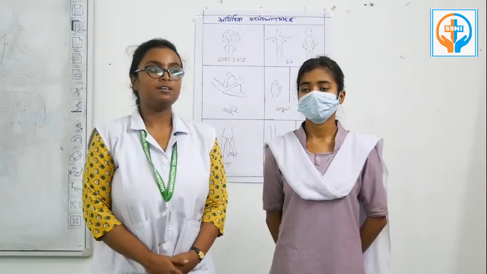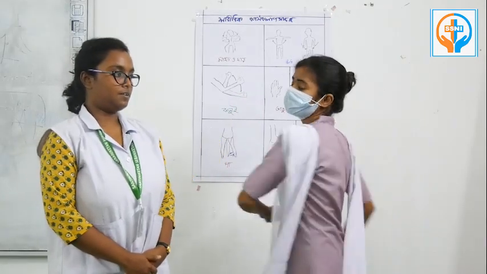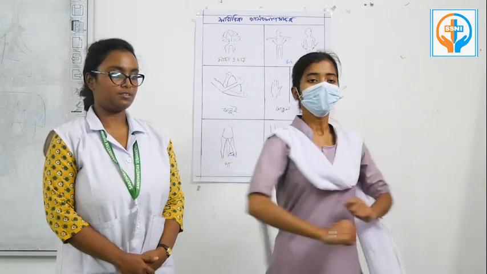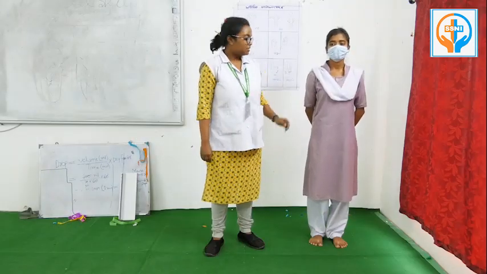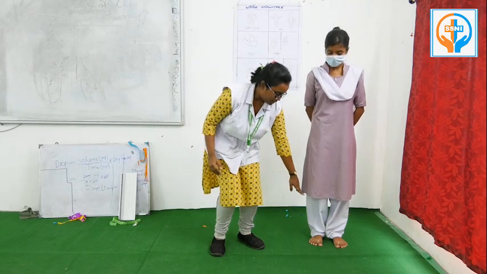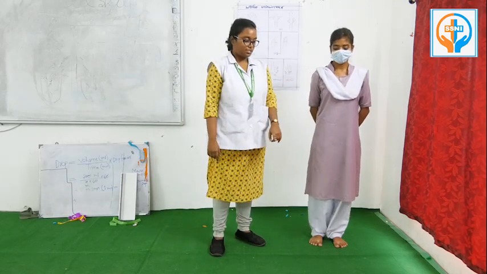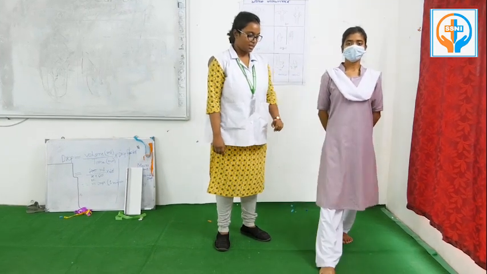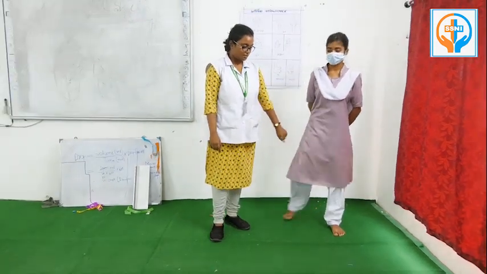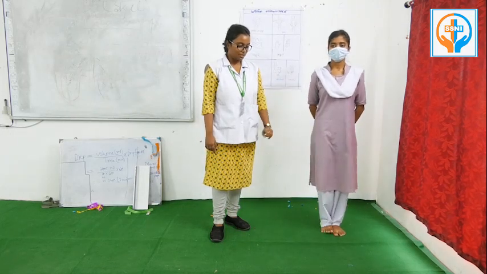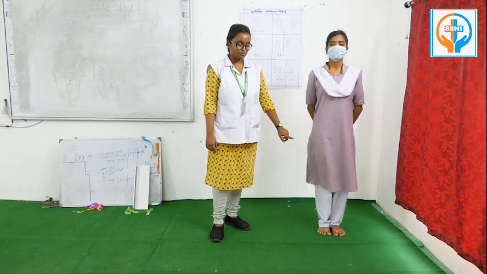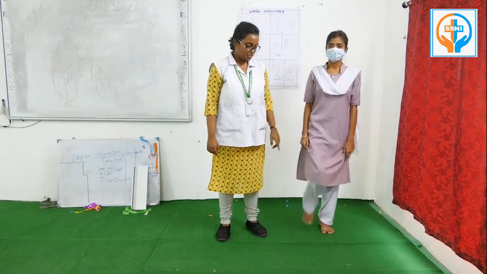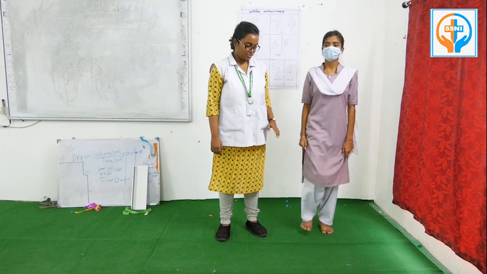Next is spine. Lateral flexion. Next is hip, knee and ankle. First, flexion, extension, abduction, adduction. Next is knee, flexion, extension.